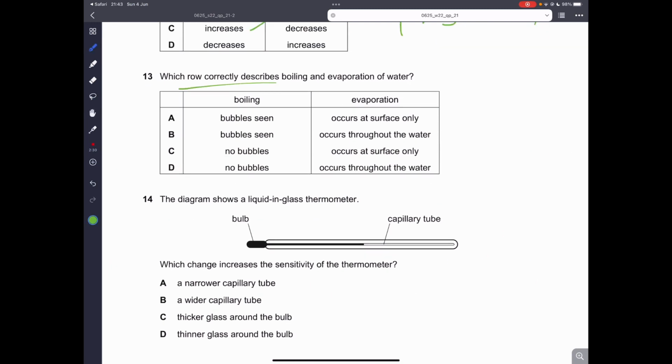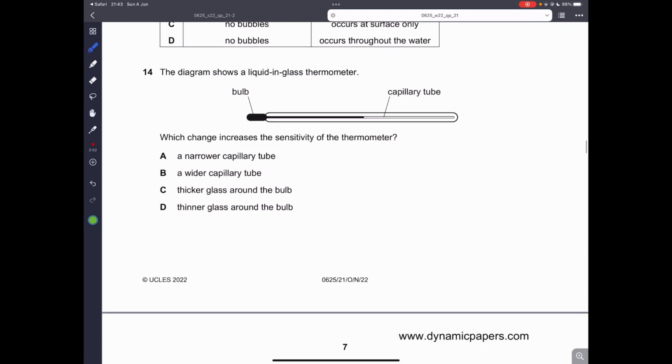Question 13. Which rules correctly describe boiling and evaporation of water? Remember, boiling takes place throughout the liquid. Meanwhile, evaporation takes place at the surface of the liquid. In boiling, bubbles are seen, but in evaporation, bubbles are not seen, and it only occurs at the surface. So A is the correct answer.